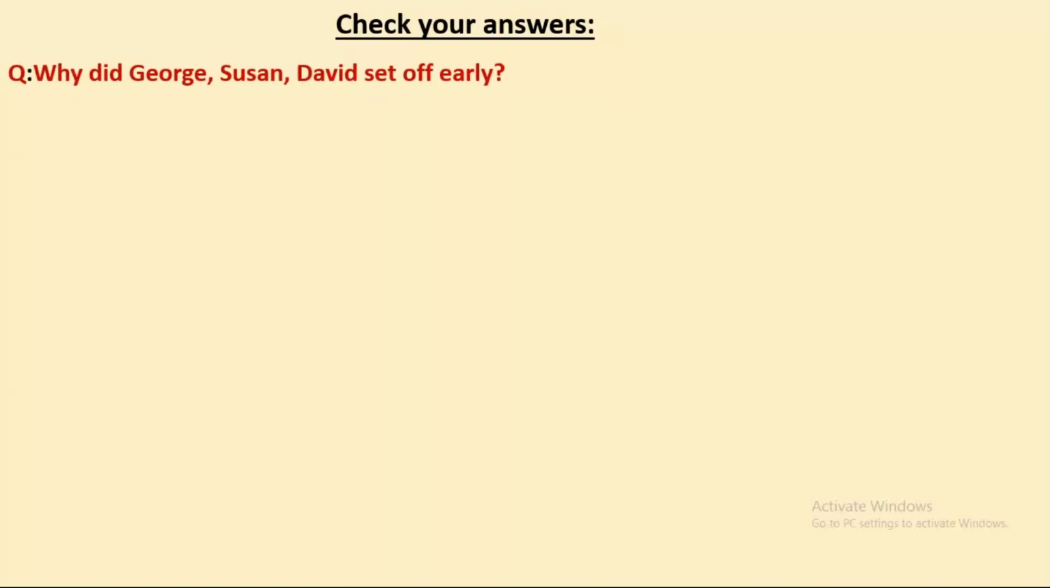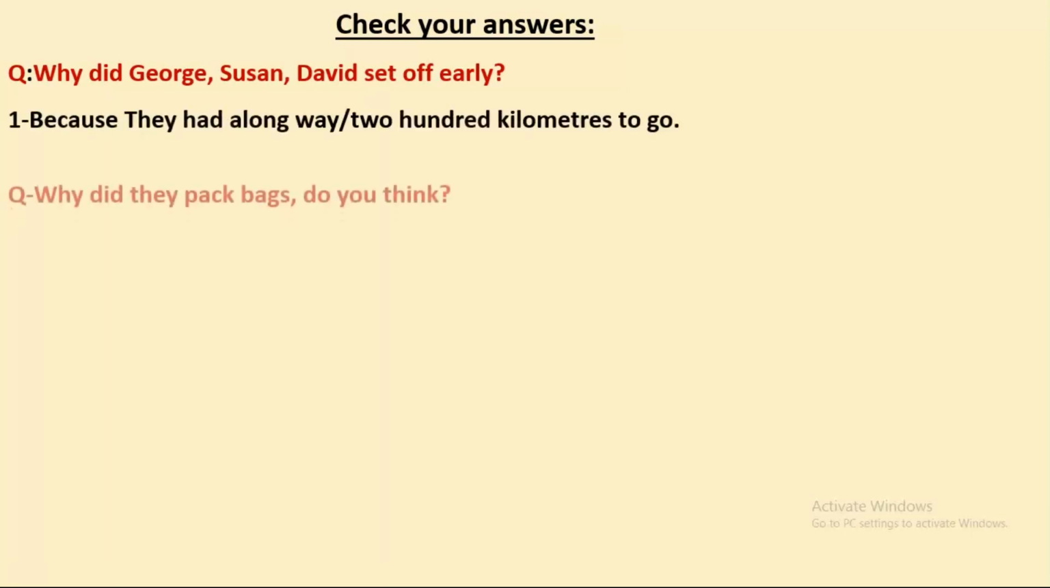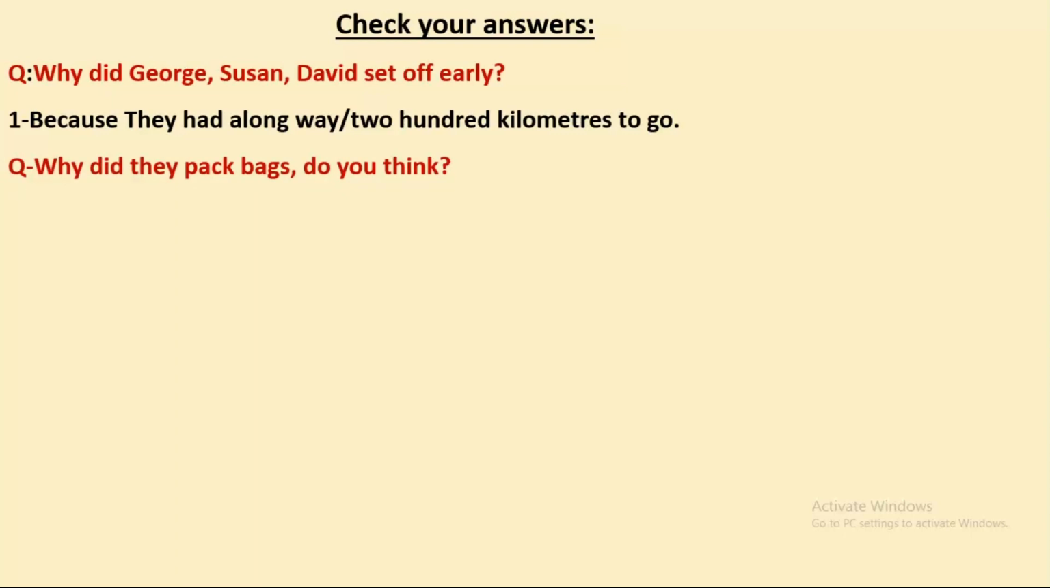Question number 1. Why did George, Susan, and David set off early? Show the answer here. Because they had a long way to go, or they had 200 kilometers to go. Okay.